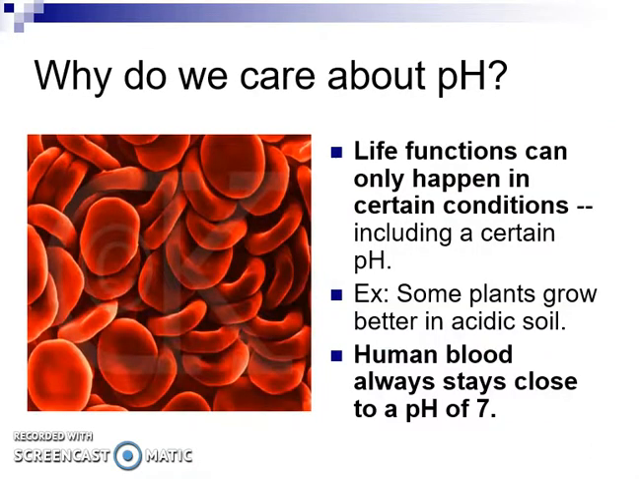Now, why do we care about pH? All life functions actually have a certain perfect condition that needs to be held, and one of those conditions, aside from temperature and all the other stuff, is pH. Some plants can only grow in acidic soil, while other plants can grow in basic soils. But for humans, human blood always actually stays very close to 7. And if I was going to be really specific, it's 7.35 to 7.45 in pH. So our internal blood is slightly, and when I mean slightly, I mean like barely basic.